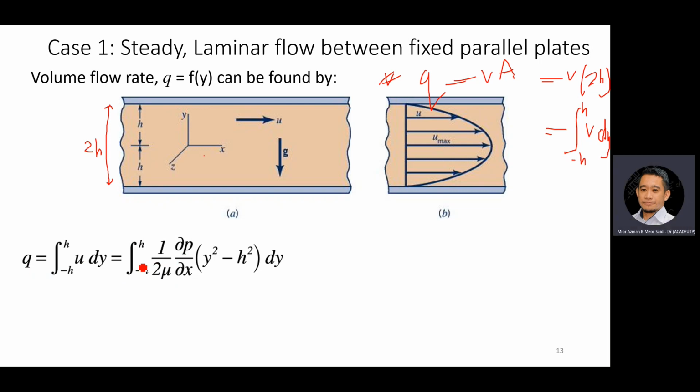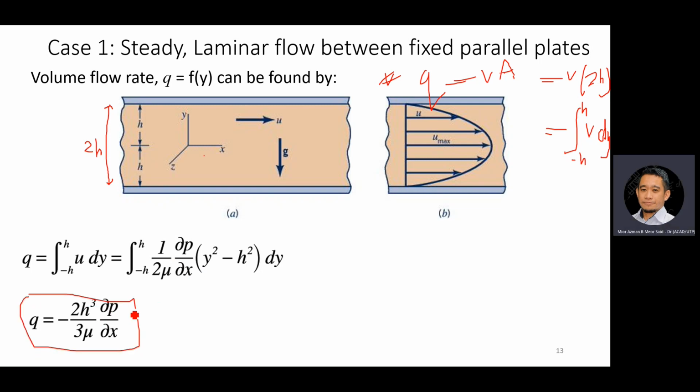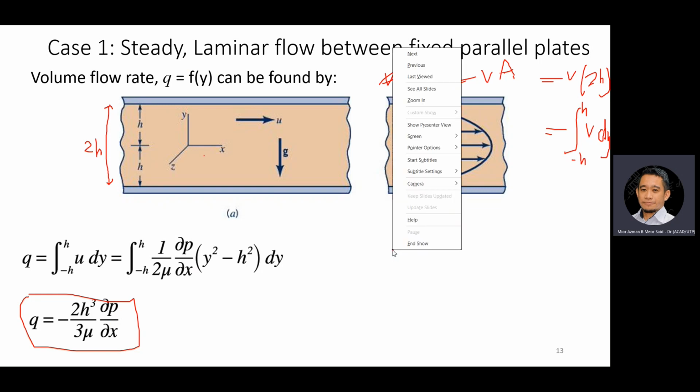Q is the integration from negative h to h of 1 over 2 viscosity, partial P over partial x, times y squared minus h squared, dy. Right, so now we can use the integration. I think you know how to solve integration, and we have this expression for the volume flow rate, which is this one. This is the volume flow rate expression for the case of steady laminar flow between fixed parallel plates.